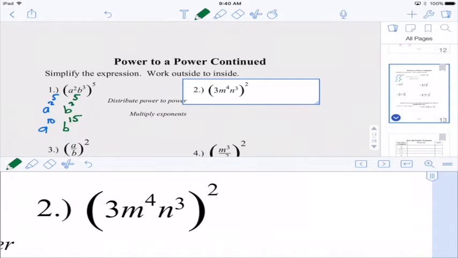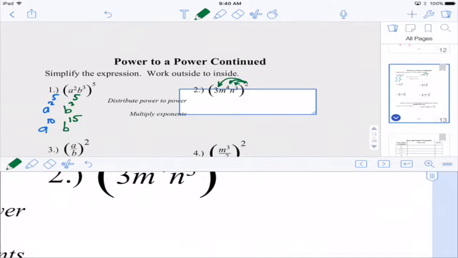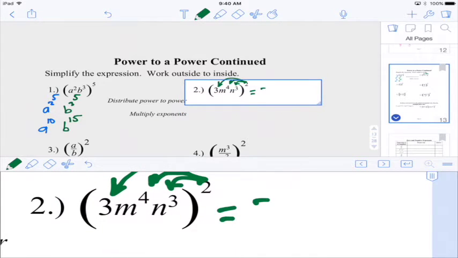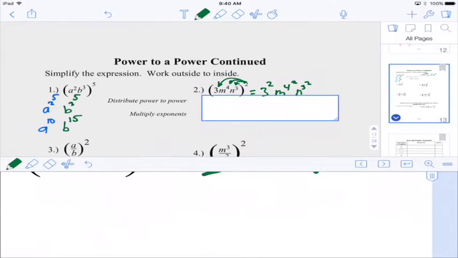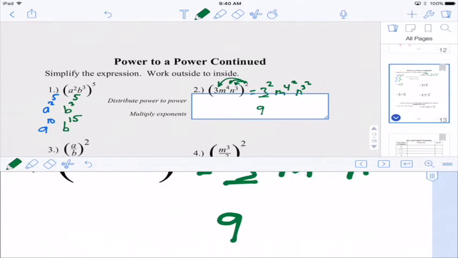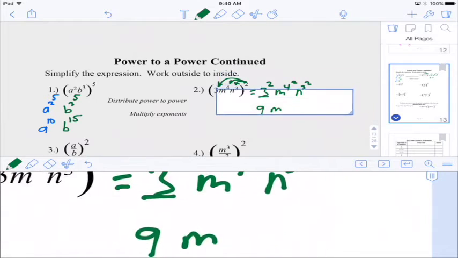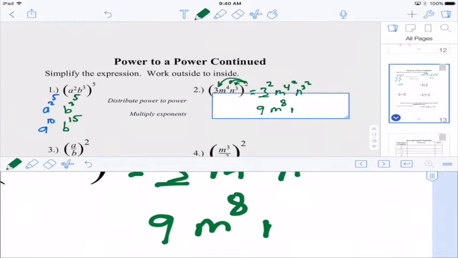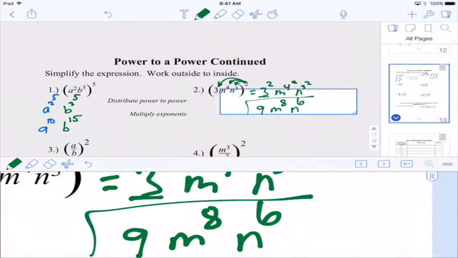We're going to do the same thing here. We're going to raise all of those to the second power. So 3 is raised to the second power, m to the 4 is raised to the second power, n cubed is raised to the second power. So 3 squared, m to the 4 squared, n to the third squared. Well, 3 squared, we know what that is: 3 times 3, which is 9. M to the 4 squared is a power to a power, so I multiply: m to the 8th. N to the 3 times 2, n to the 6th. There we go.